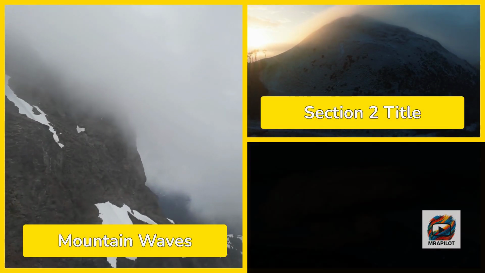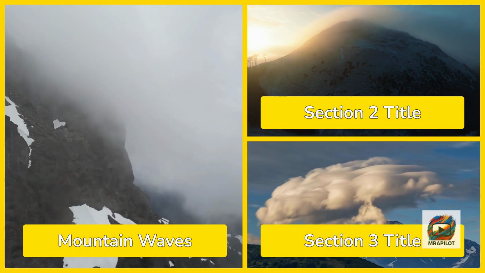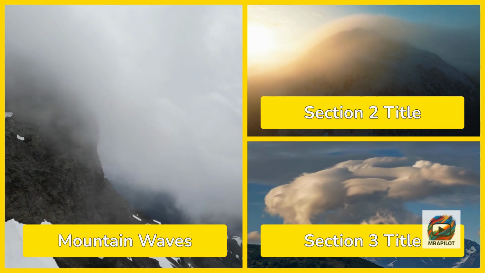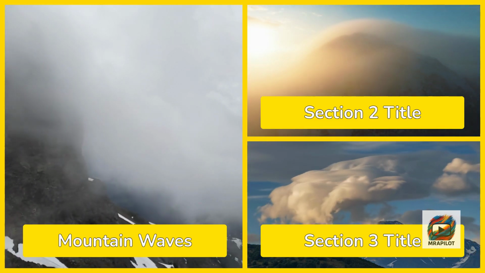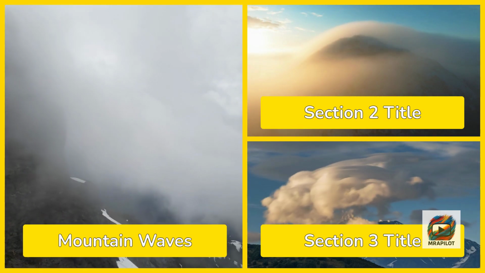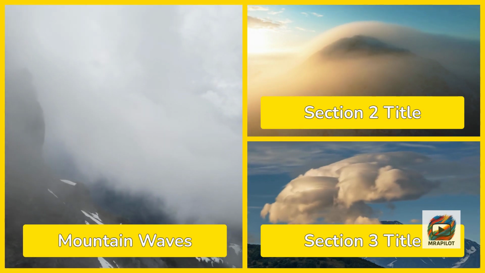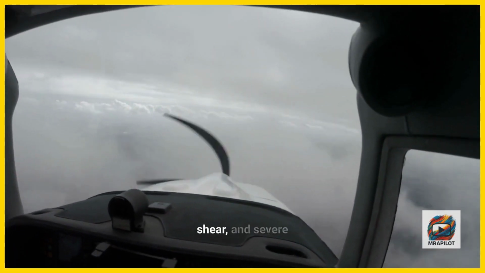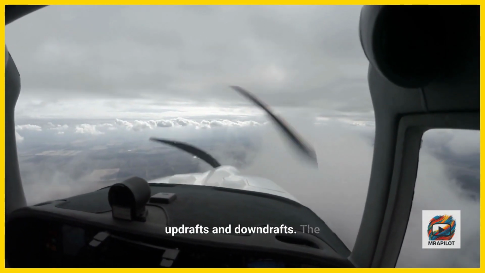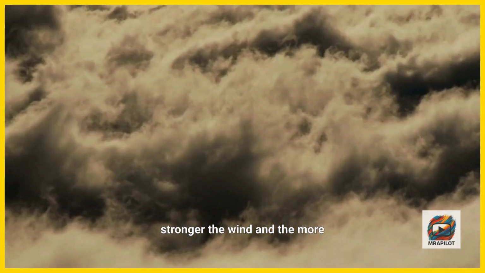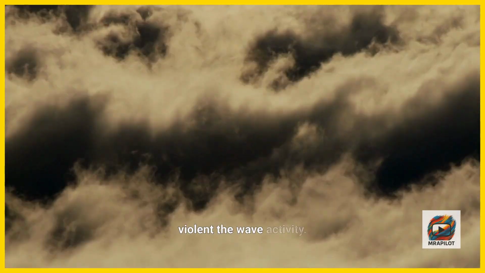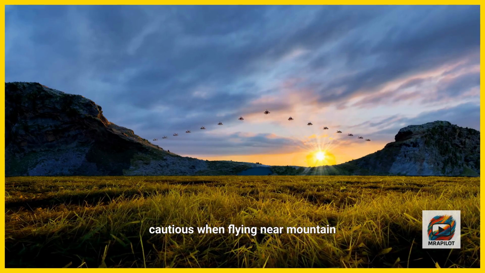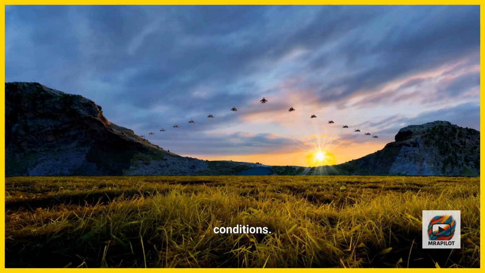These form when stable air is forced to rise over a mountain range and then oscillates downwind. The result? A series of rolling waves in the atmosphere that can stretch for hundreds of miles. Beautiful, but potentially dangerous. Mountain waves can create rotor turbulence, wind shear, and severe updrafts and downdrafts. The stronger the wind and the more stable the air, the more violent the wave activity. Pilots must be extra cautious when flying near mountain ranges in strong wind conditions.